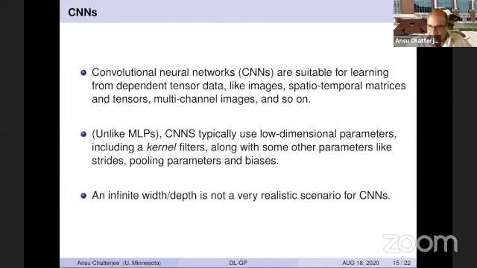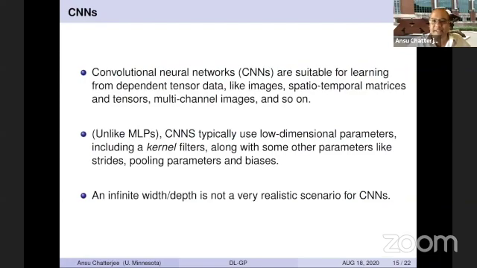Fully connected multilayered perceptrons, the feed-forward networks, are interesting, but people really use convolutional neural networks, LSTMs, and things like that. So where does a Gaussian process sit in that perspective? Well, here's what happens.